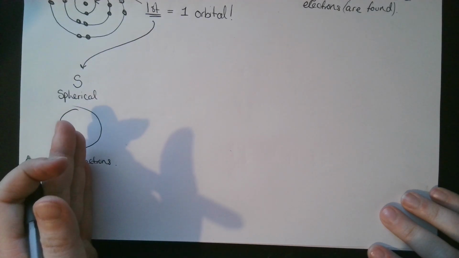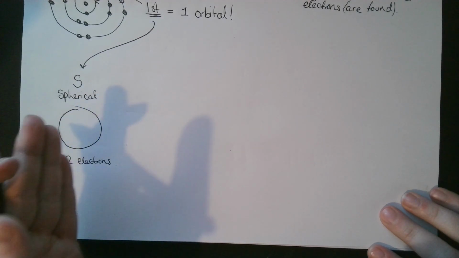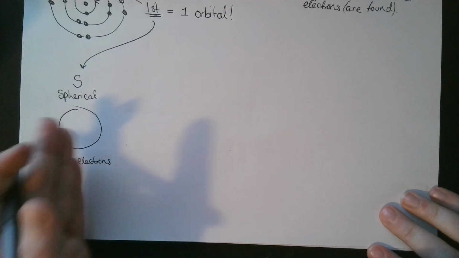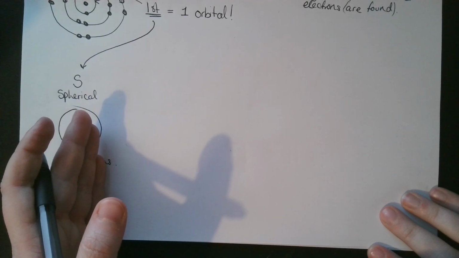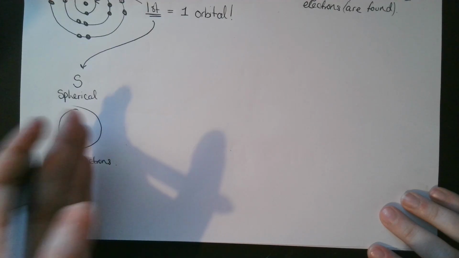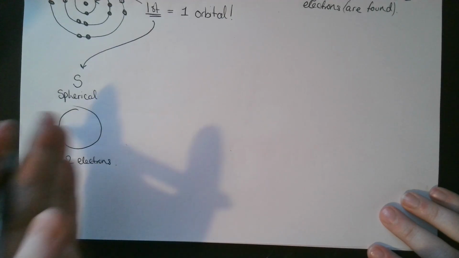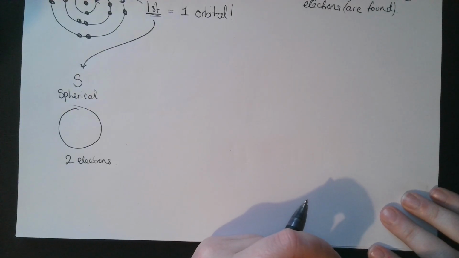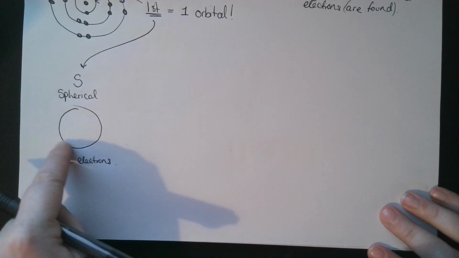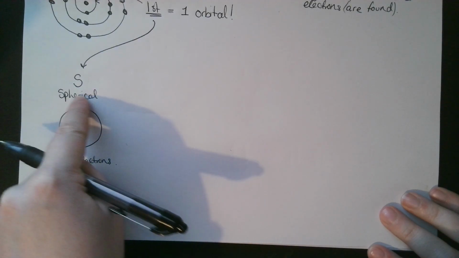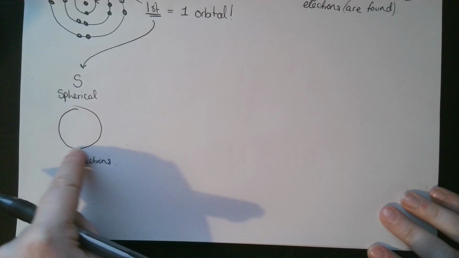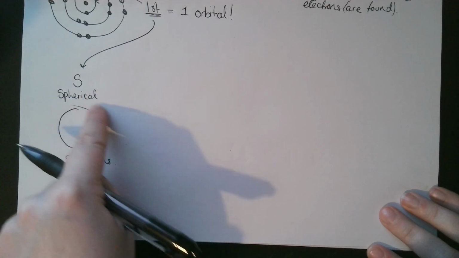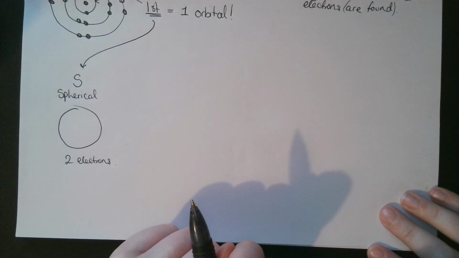And that is all the first shell has. The first shell only has 1 subshell, S, and S only ever has 1 orbital where you can find 2 electrons. It is the lowest energy subshell and orbital there is in terms of atoms.